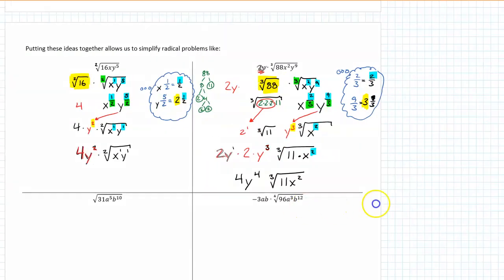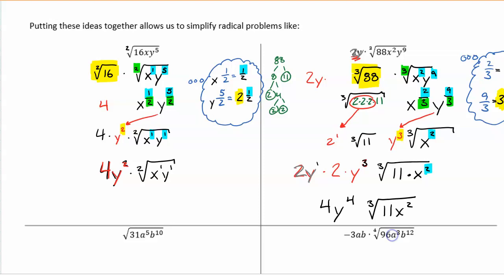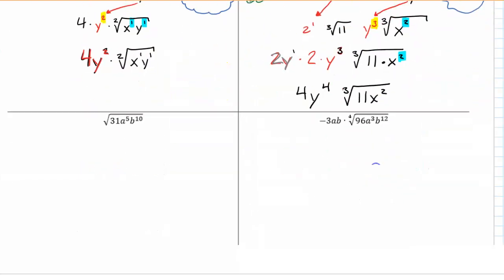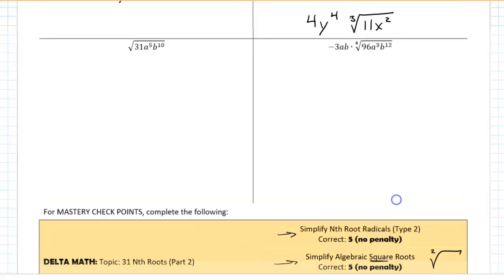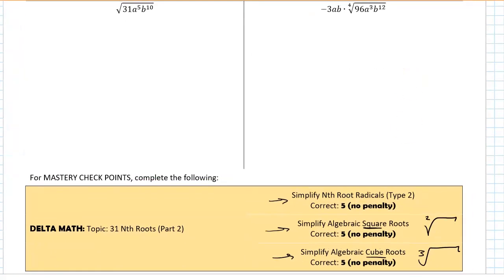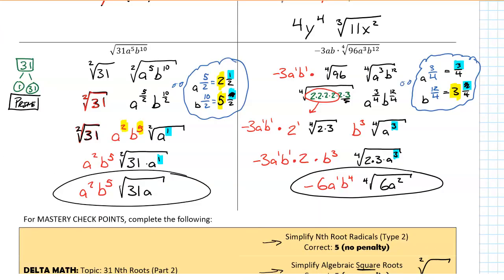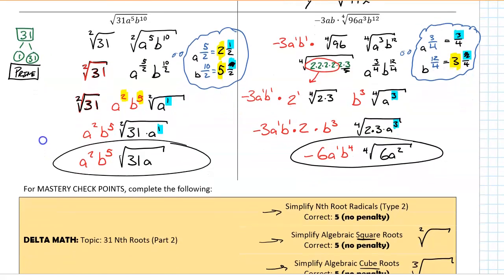Okay, if you want to try 2 more problems before you do our mastery checks, I'll put the answers to these problems up here momentarily. Otherwise, please work on simplifying nth roots, algebraic square roots, and algebraic cube roots on Delta Math. Get 5 correct for each, no penalty. Here are the answers to those last 2 problems with the work shown for us.